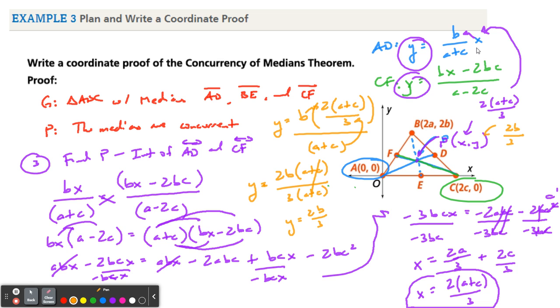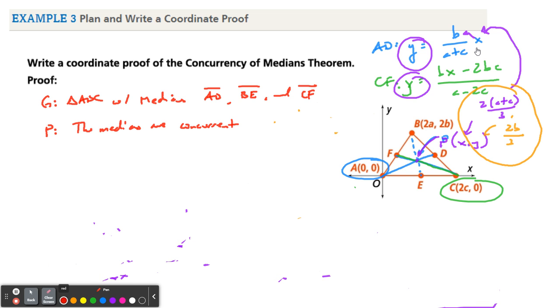So now we have the coordinates of P. P is this ordered pair, right? 2 times a plus c over 3, comma 2b over 3. And now we need to do the last step, which is find the equation for line BE, and then we're going to see if P also lies on that line. Okay? So again, you have more paper. I'm going to erase this work, and we'll do it all right here on my screen.